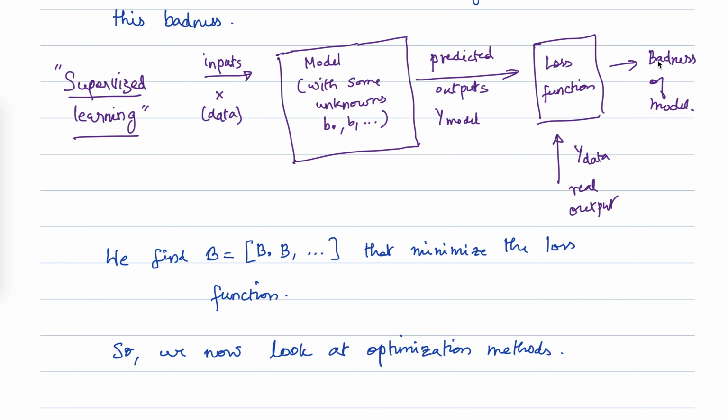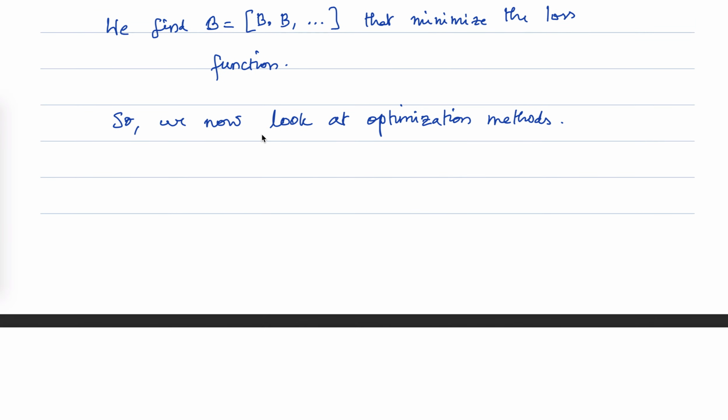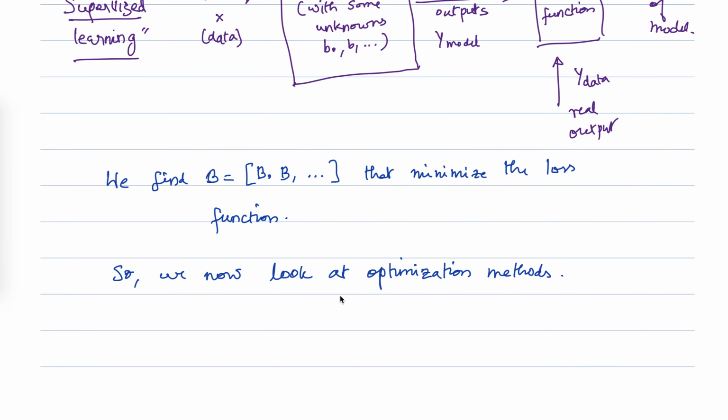And what's output is the badness of the model, or the loss, some measure of the error. And we want to minimize this. We want to find B0, B1, B2 such that this is as small as possible. That's kind of the goal. Okay. So that's an optimization problem, and so we now look at optimization problems.